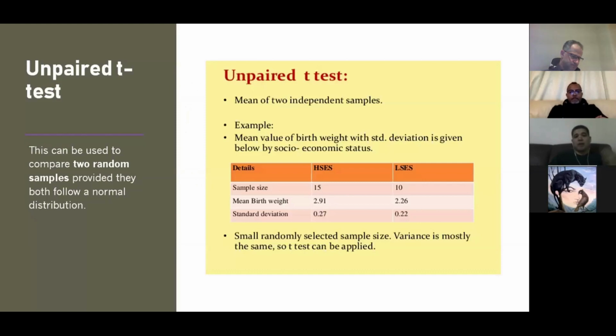The next is the unpaired T-test. The unpaired T-test can be used for two random samples. Like for this example, the mean of two independent samples, the birth weight in high and low socioeconomic status. So you have two independent samples, so you have to use the unpaired test, not the paired T-test.